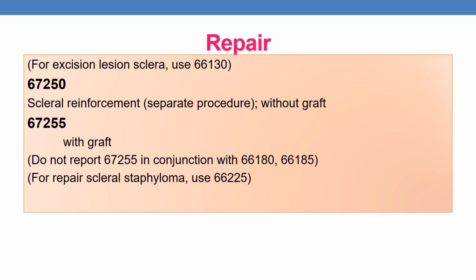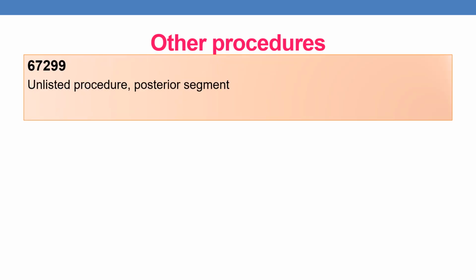Scleral reinforcement without graft. And if the scleral reinforcement is performed with the graft, the CPT is 67255. And do not report 67255 in conjunction with 66180 and 66185. And for repair of scleral staphyloma, you need to use 66225. Now finally coming to other procedures, under it you can find only one CPT, that is 67299, which deals with unlisted procedure posterior segment.